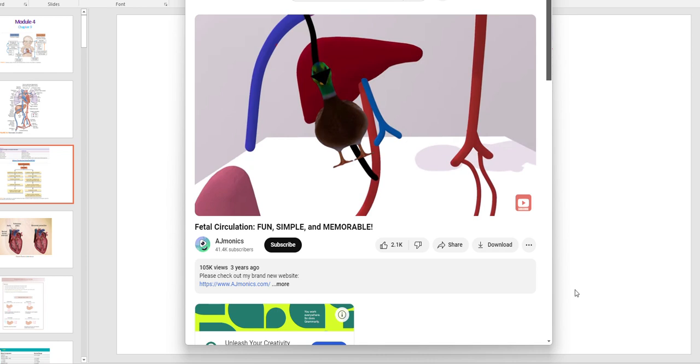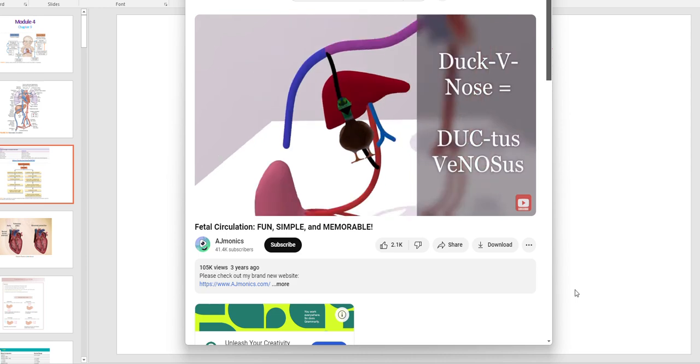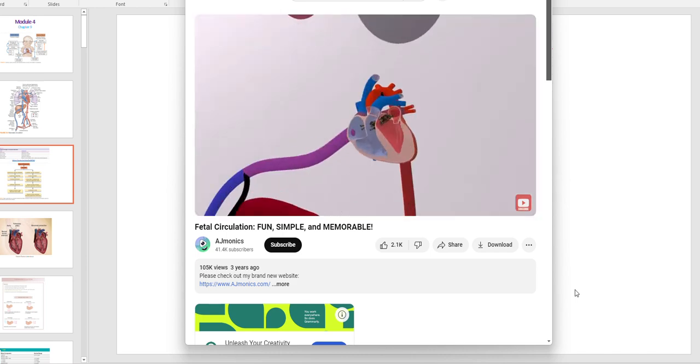Its nose looks kind of like a V. The duck with the V nose for ductus venosus. This is going to help us remember that the vessel which brings blood from the umbilical vein to the inferior vena cava is known as the ductus venosus.